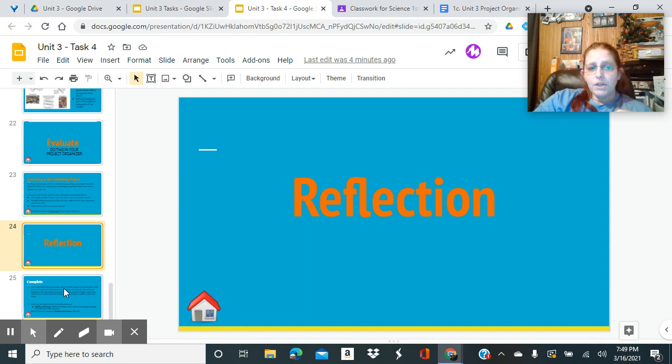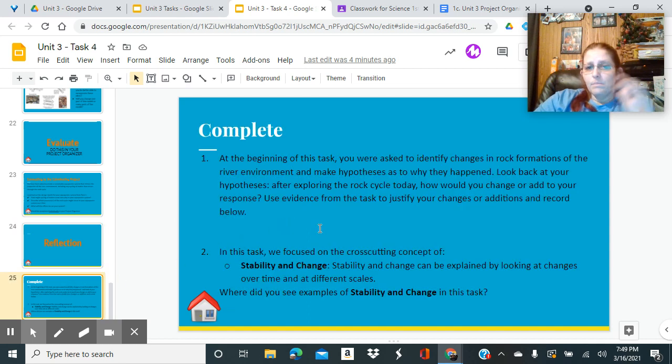And then your reflection, as always, is at the beginning of the task. I asked you to think about the formation changes, the rock formations, and how they changed over time. And then think about your hypothesis at the very beginning. What is it that changed?